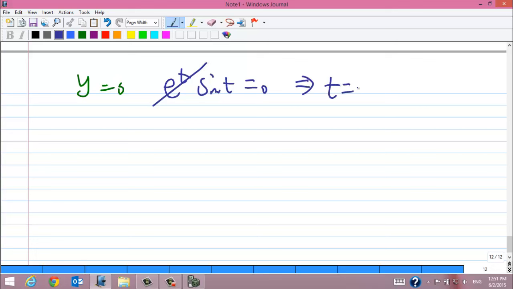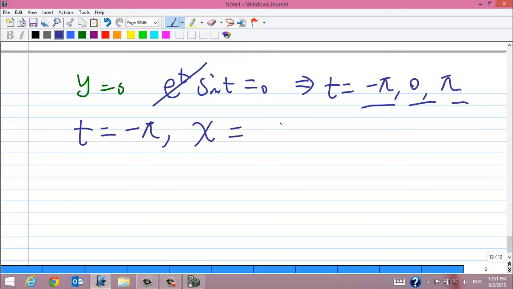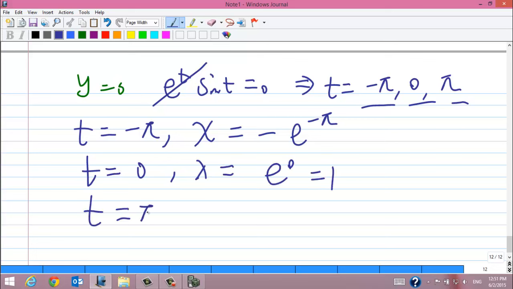So let's make y 0. So y equal to e^t sin t equal to 0. So e^t cannot be 0. So sin t equal to 0, t equal to minus pi, 0, pi. I mean we need to refer to the range of t, so we have these t values. So t equal to minus pi, and x equal to e to the minus pi. Yeah, you can just sub into the original. t equal to 0, x equal to e^0, which is 1. t equal to pi, x equal to e^pi.